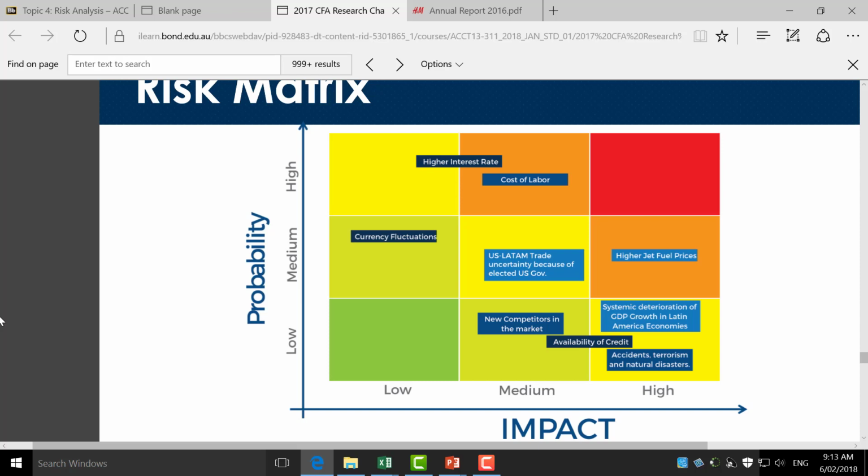Again, you might say, how do I actually figure out all these various risks? How do I figure out higher jet fuel prices? How do I figure out availability of credit, currency fluctuations, all these things? Well, the nice thing is that usually, not for all companies, but usually this will be disclosed to a large extent. Most firms out there will have in their notes a description of all the operational and market risks that they're exposed to.